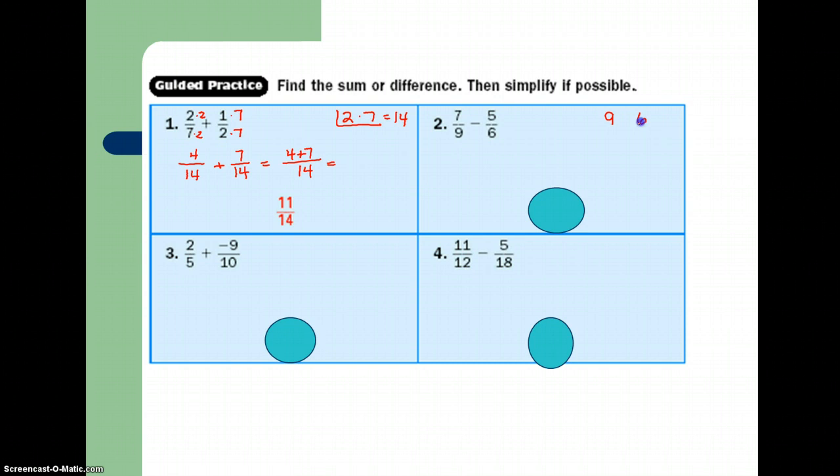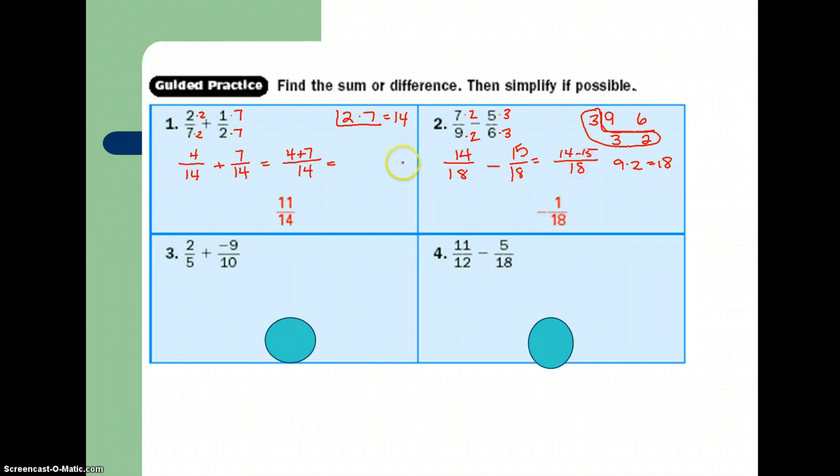Nine and 6. Find the LCD, make the birthday cake. We call it a birthday cake because it looks like an upside down birthday cake. This is 3 and 2. 3 and 2, nothing else pulls out. So I can take 3 times 3, which is 9, times 2, which is 18. We're going to rewrite the fractions. 9 times 2 is 18, so 7 times 2 is 14. 6 times 3 is 18, so 5 times 3 is 15. You're doing 14 minus 15, all over 18, negative 1 over 18.